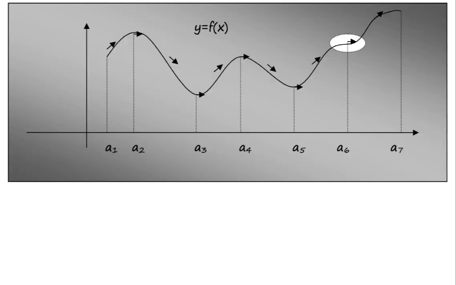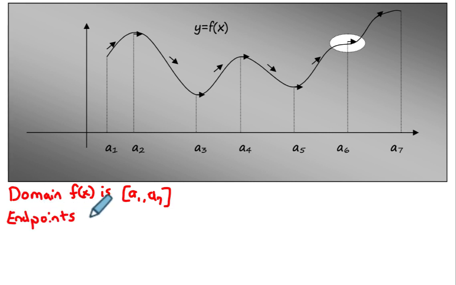In the graph y equals f of x, let's identify some key features of this graph, starting with the domain. I could say that the domain of f of x is from A1 all the way to A7. Notice I'm using brackets because I'm including A1 and A7 as part of my domain. Now the endpoints of this function occur at x equals A1 and at x equals A7. So I notice that my graph begins and ends. Notice there's not an arrow on these graphs, so they're not continuing on.